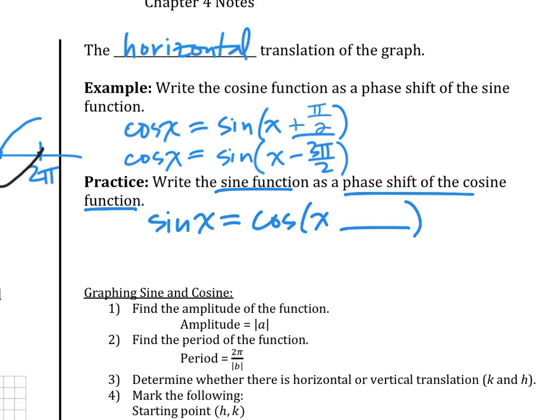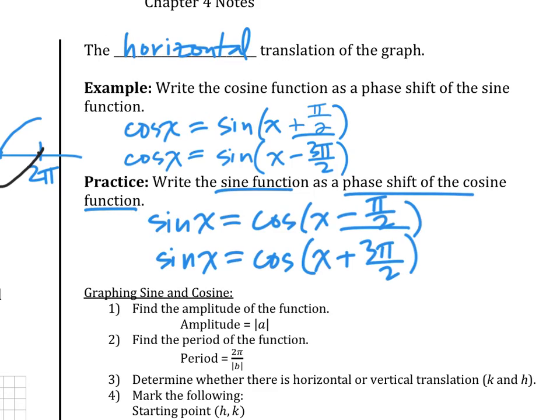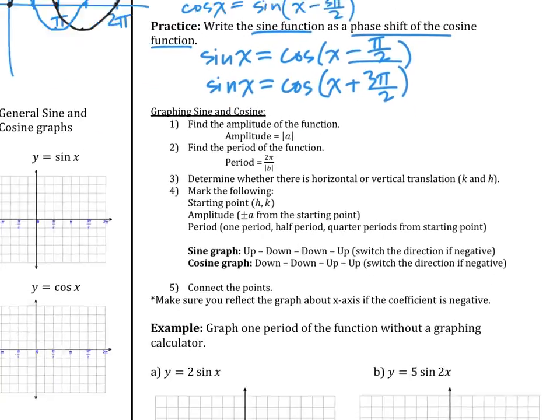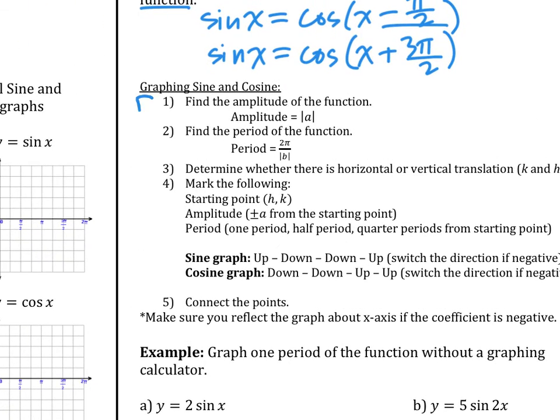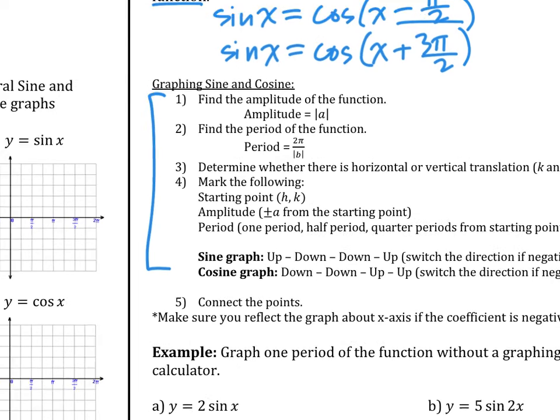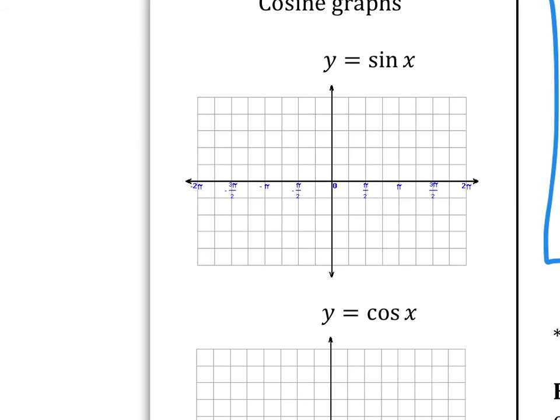All right, so same idea as before, minus pi over 2, or you can also say cosine x plus 3 pi over 2. Okay, let's really quickly review graphing. So you can read this direction if you want, but I'll just talk about it. So it's the same idea. I mean, we learned this last year, so it should be pretty fast.